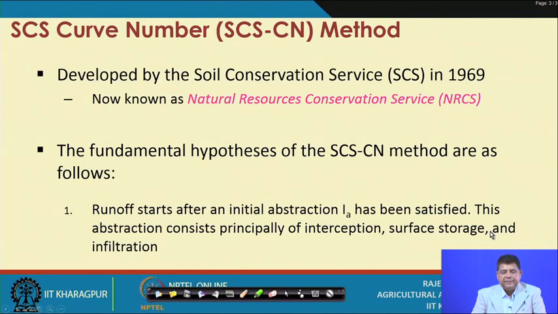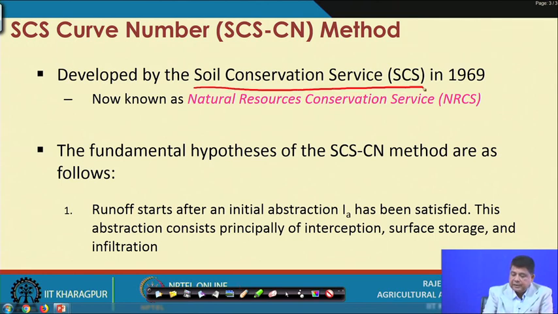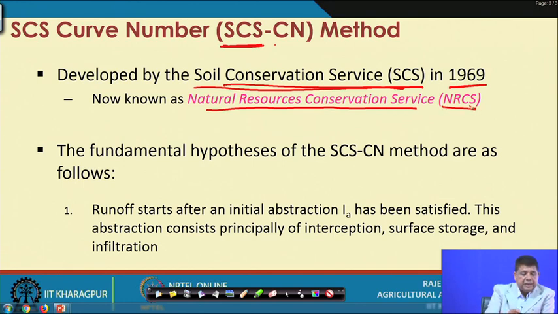So, we start with the SCS curve number method, SCS-CN method. It was basically developed by the Soil Conservation Service, United States Department of Agriculture in 1969, and that is why the first term of this method, SCS, comes from the Soil Conservation Service, which is a USDA organization. But just to let you know, the name Soil Conservation Service has now been changed to Natural Resource Conservation Service, NRCS, but still the method is known as SCS curve number, SCS-CN method only.